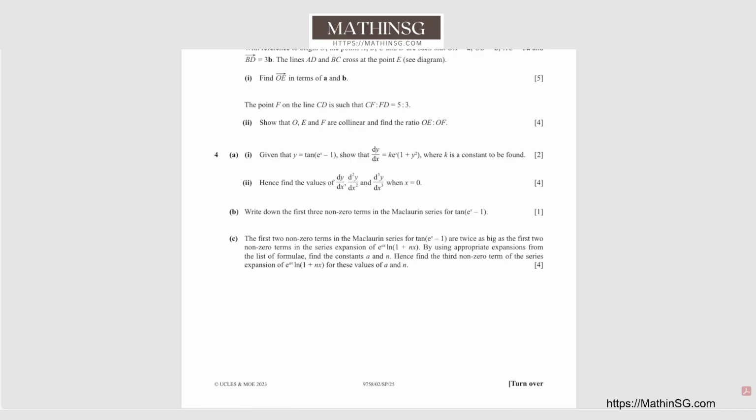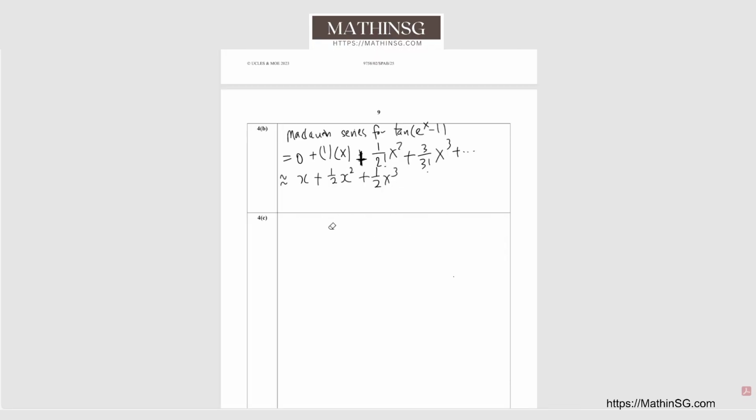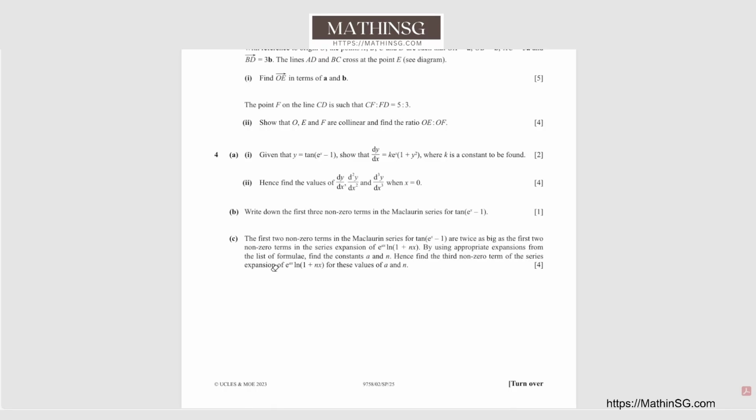Alright, with that, let's move on to 4C. So 4C is a long question. Let's take a look at what it asks for. You're given that the first 2 non-zero terms in the Maclaurin series for tan(e to the power of x minus 1) are twice as big as the first 2 non-zero terms in the series expansion of this. So we know that the first 2 terms of this Maclaurin series are twice as big as the first 2 terms of the Maclaurin expansion of this.